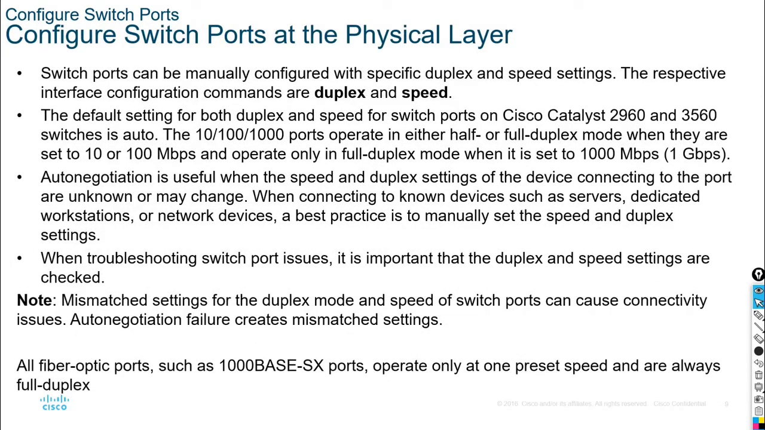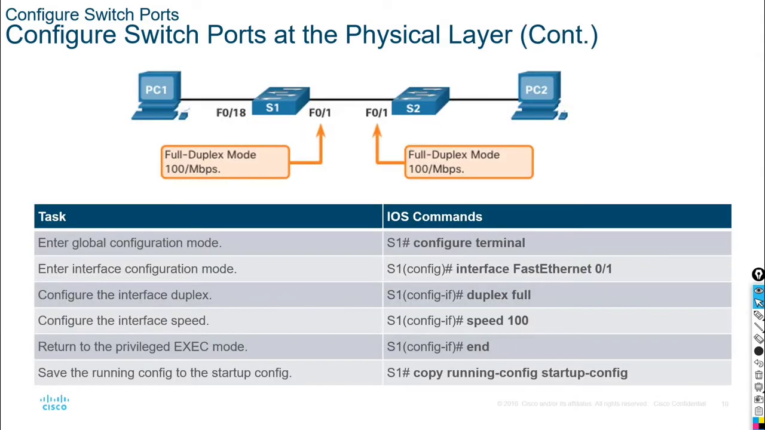So configuring the switch ports at the physical layer, switch ports can be manually configured with specific duplex and speed settings here. For this purpose, the respective interface configuration commands are duplex and speed. You can see the commands here.